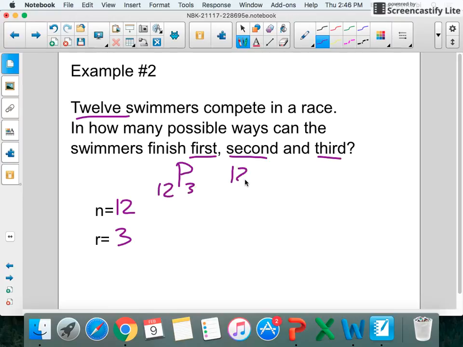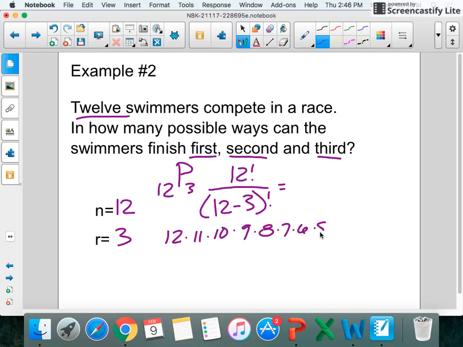So I'm going to do 12 factorial over 12 minus 3 factorial. And again, I'm plugging this into the permutation formula, which you should have written down. Now, if we simplify here, I'm going to do 12 times 11 times 10 times 9 times 8 times 7 times 6 times 5 times 4 times 3 times 2 times 1.